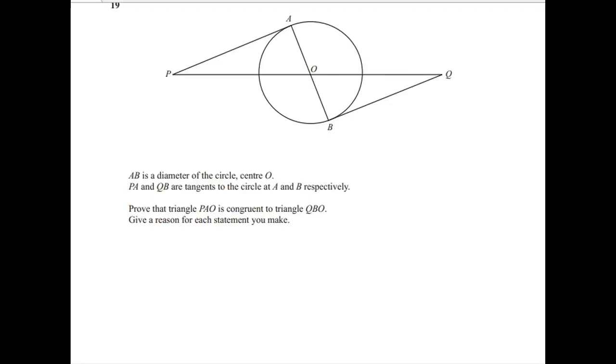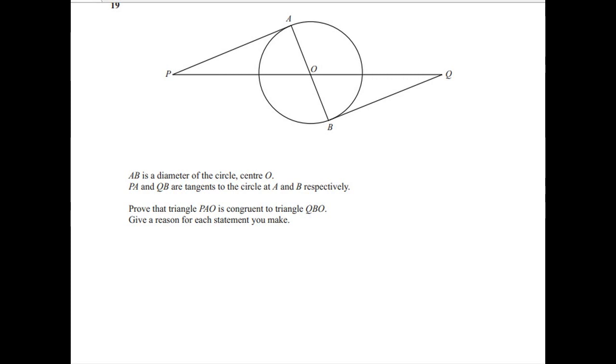Question number 19. AB is the diameter of a circle with center O. PA and QB are tangents to the circle at A and B respectively. Prove that triangle PAO is congruent to triangle QBO. Give a reason for every statement you make.